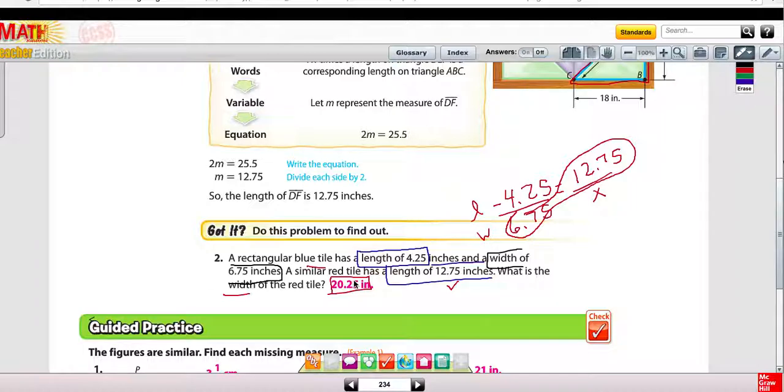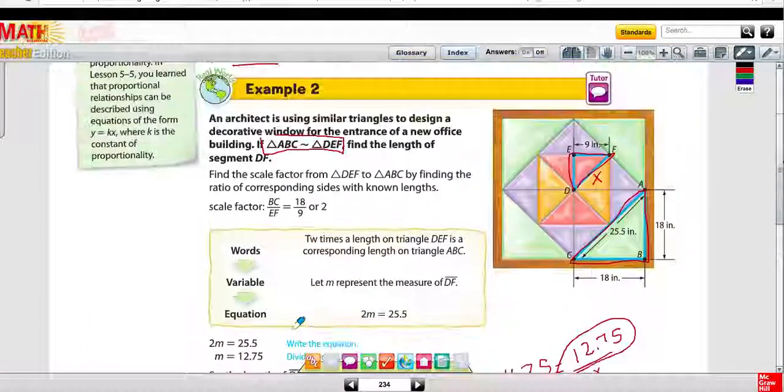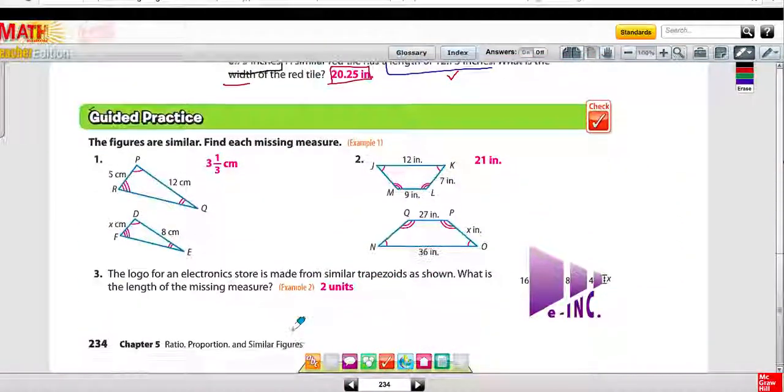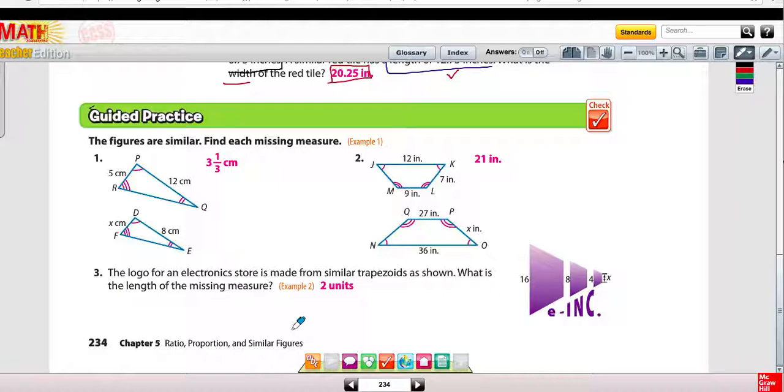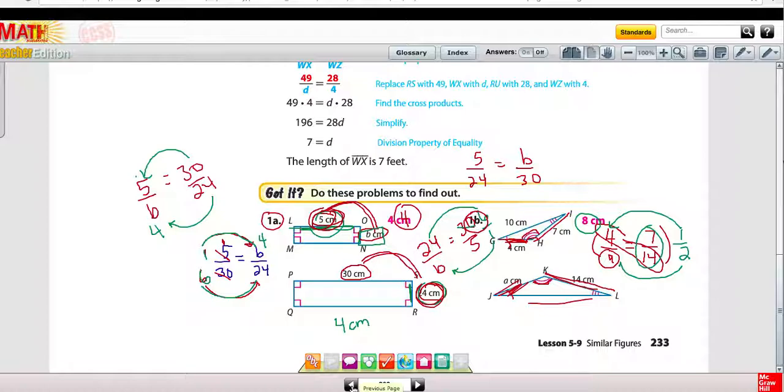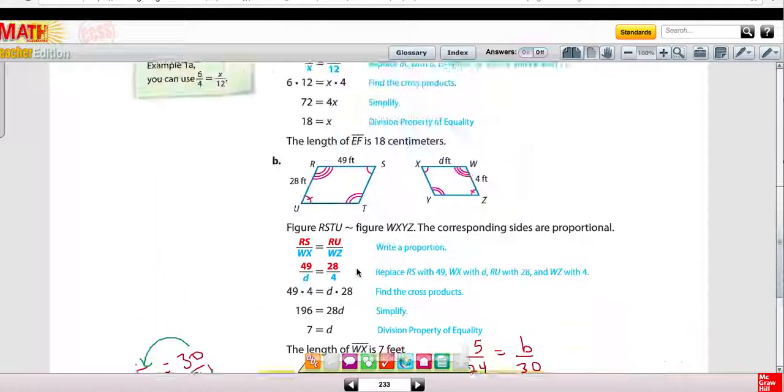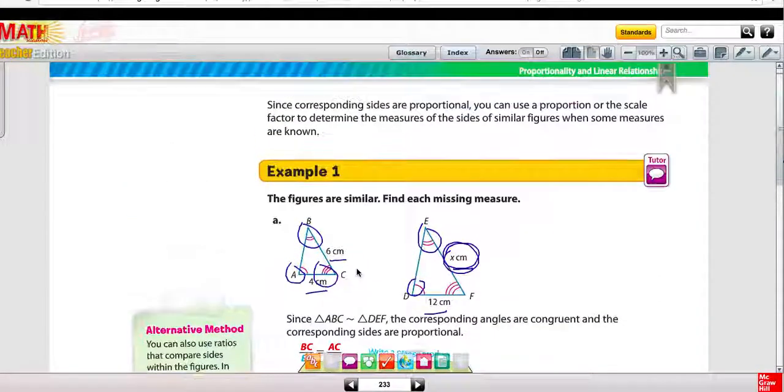Okay, it's not really a new concept using proportions to solve scale factors and using proportions to work with similar figures. So try these out on your homework assignment and then let me know if you have any questions.